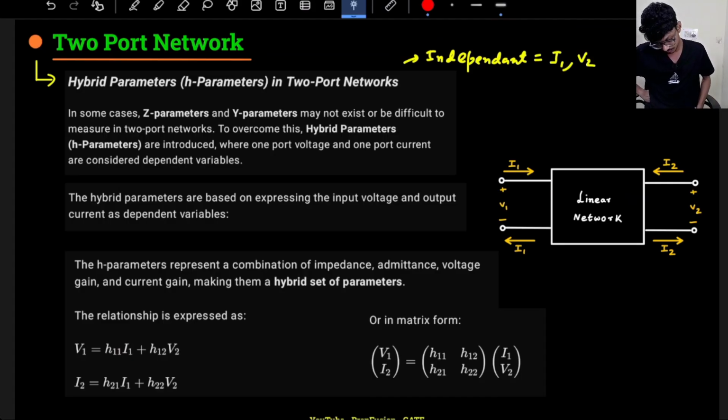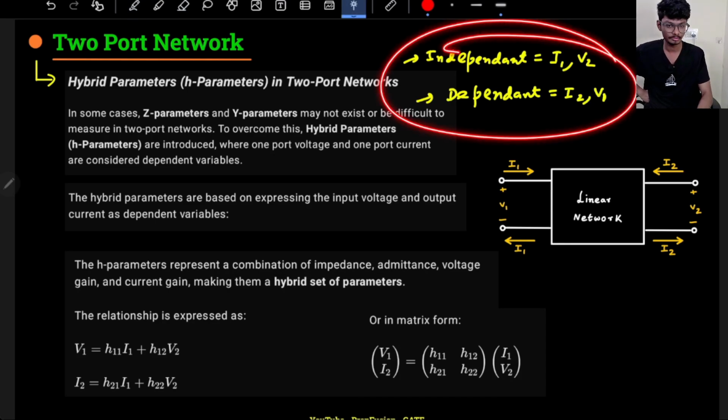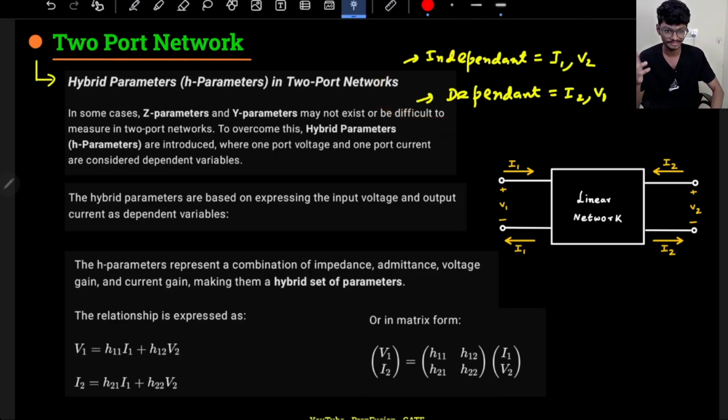What about the dependent variables? I will tell you how to remember. The dependent variables equal my I2 and V1, basically. So this thing you have to remember. If you remember this, then you will be able to remember the formula.